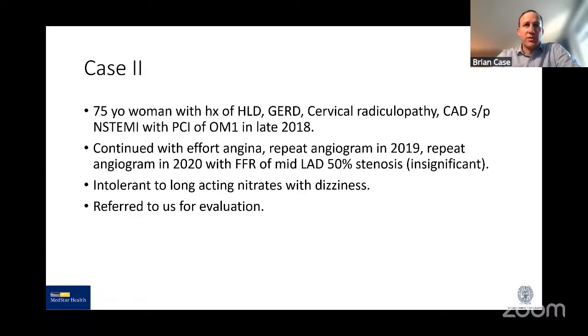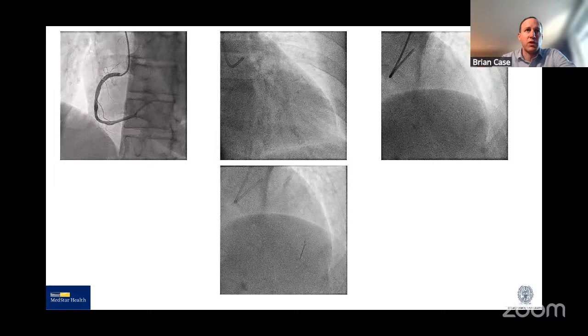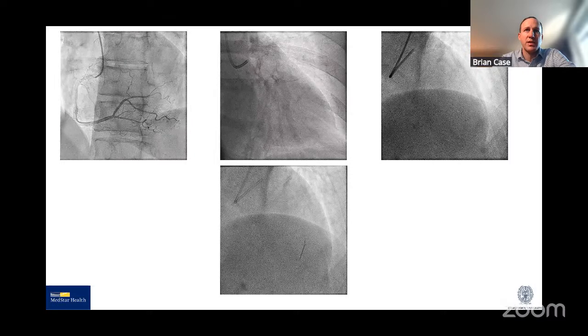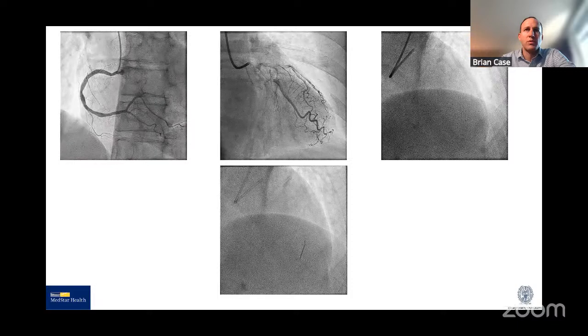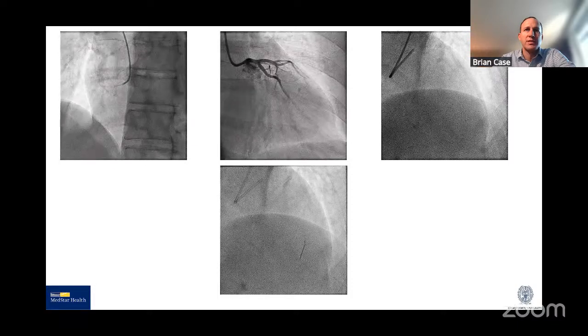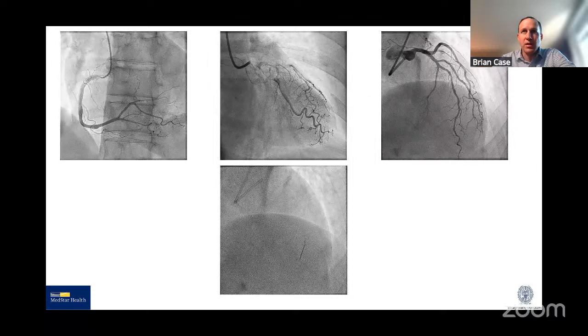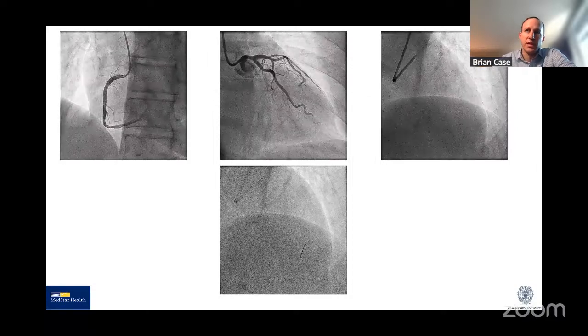They had another left heart cath in 2020, which showed an intermediate lesion of 50% in the LAD. They even did physiology at that time with FFR, which was negative. She was started on medication, long-acting nitrates, but she was not tolerating them well, and she was really debilitated by her angina. So she came to us for a second evaluation. This was her left heart cath, right dominant RCA, no disease. This is her OM, which demonstrates a widely patent stent. This was her LAD, where you can argue there's about a 40-50% intermediate lesion.